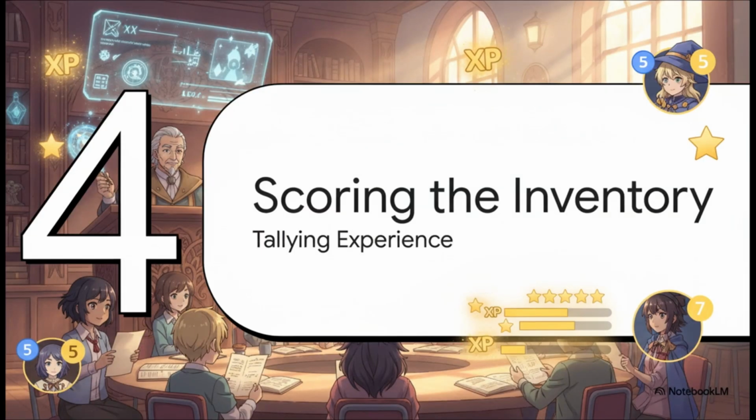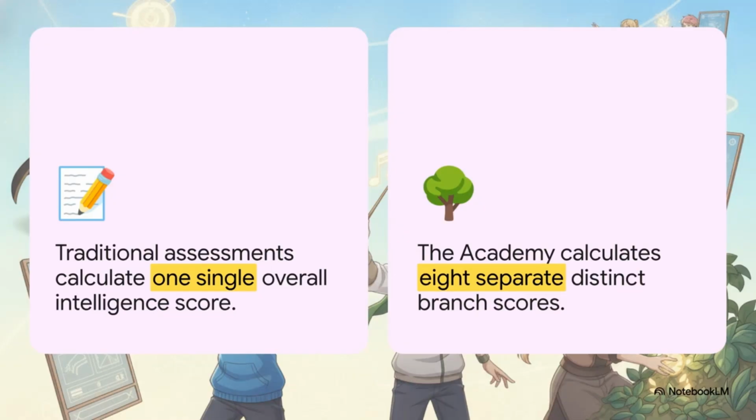Okay, Section 4, Scoring the Inventory, or as the kids might say, tallying up your experience points. Let's pause here for a second, because this comparison perfectly hits the nail on the head regarding the Academy's core philosophy. Traditional testing almost always tries to calculate one single overall intelligence score, right? Just an IQ number that basically lumps a kid into a box. Well, the 8 Paths philosophy actively avoids that.